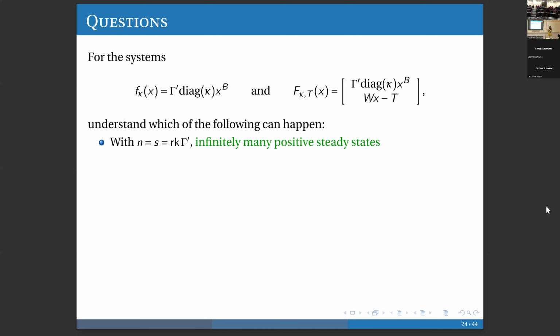And I want to know whether it is possible that the set of solutions has dimension greater than 0, whether I can have infinitely many solutions. Actually, infinitely many positive solutions in the end.